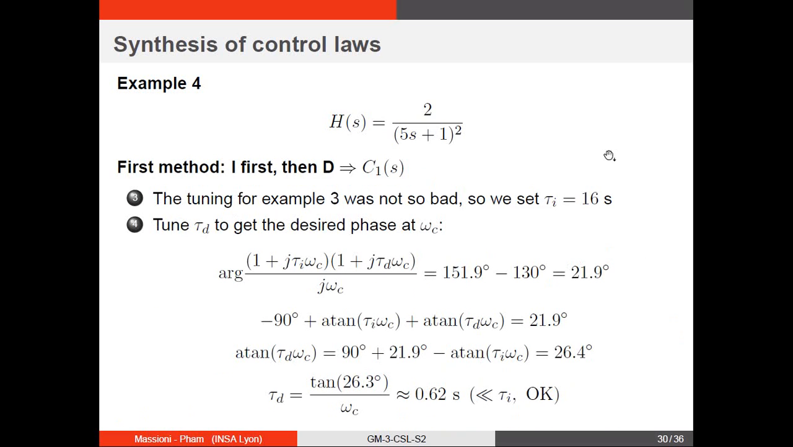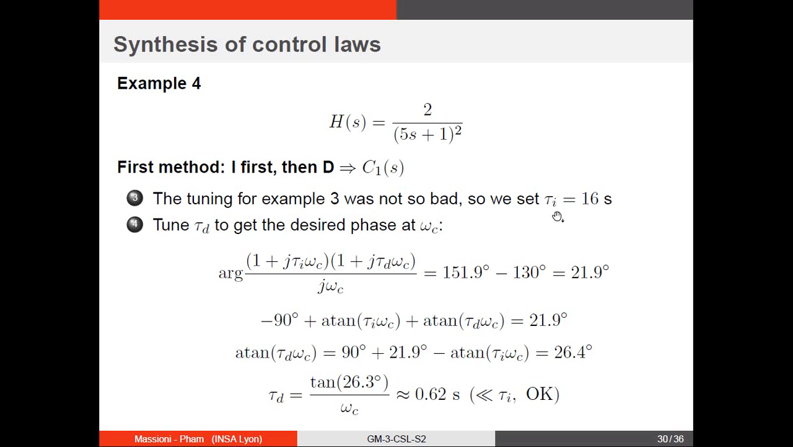The first method I propose: you tune the integrator first, and then you tune the derivative, and we get a controller I call C1. We just copy from the last example. We set tau I equal to 16 seconds arbitrarily, the same as in the last example. Remember, we have three parameters and two equations, so one parameter is free. That's what I did: I set tau I arbitrarily. Not too arbitrarily, it has to be a wise choice.